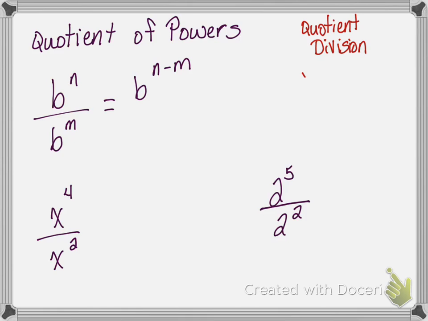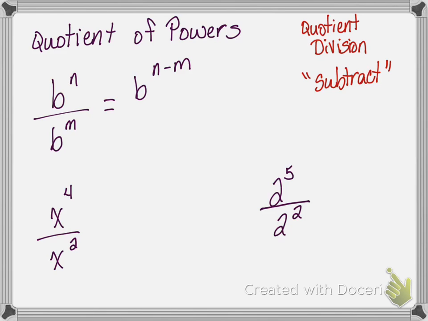So when I am dividing exponents with the same base, I subtract their exponents. Now they have to have the same base, but when I do that, I subtract. So if I've got b to the n power over b to the m power, then I do b to the n minus m. Okay?